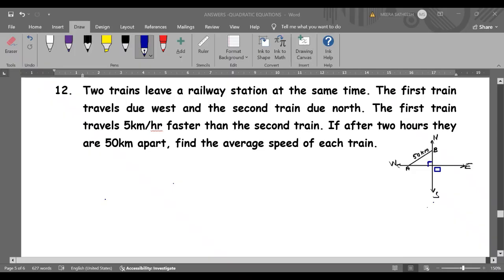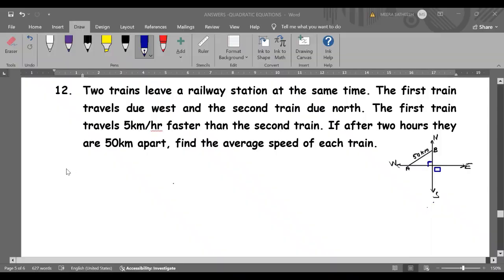Question 12. It's a slightly different type of question. Two trains leave a railway station at the same time. The first train travels due west and the second train due north. The first train travels 5 km per hour faster than the second train. If after 2 hours they are 50 kilometers apart, find the average speed of each train.